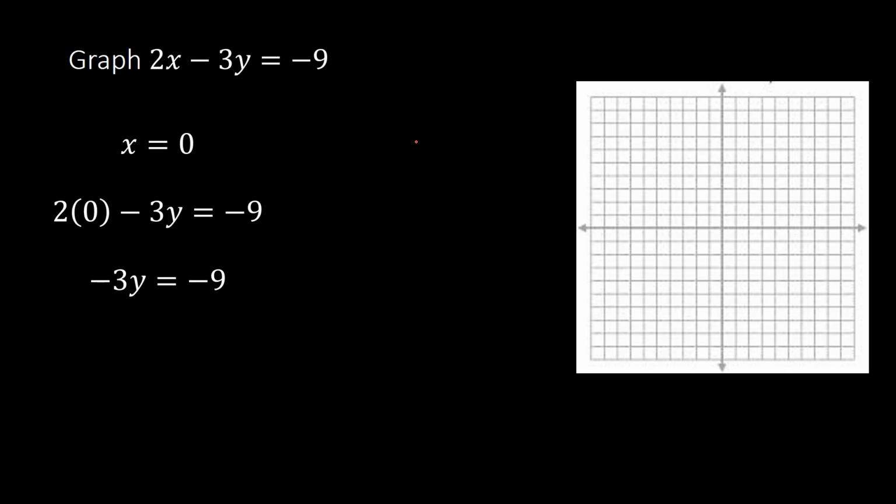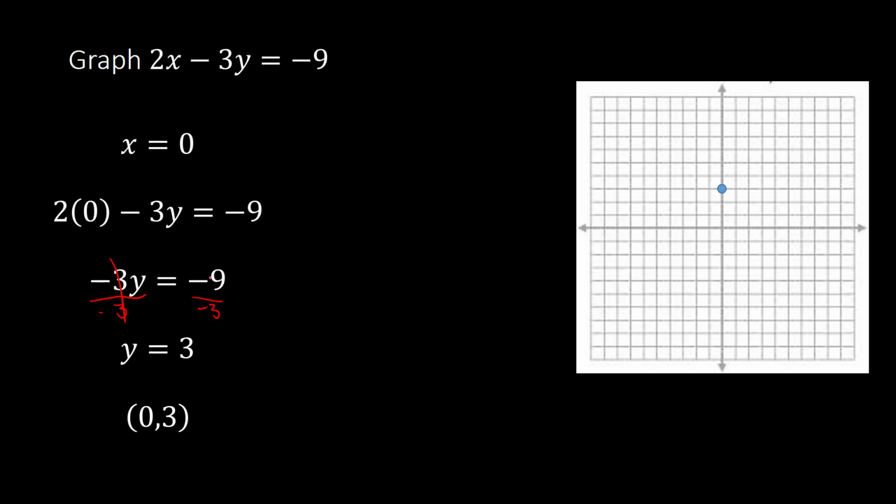Solve for y. We need to get rid of the negative 3, and that's negative 3 times y. So to get rid of that, we can divide both sides by negative 3. That will cancel. So we have y equals negative 9 over negative 3, which is going to be a positive 3. So when x is 0, y is 3, and that can be your first point, 0, 3. So we graph that, and that's going to be right there, over 0, up 3.